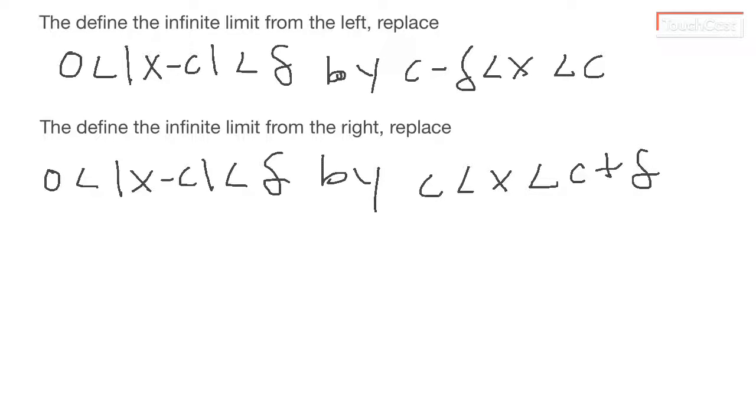Something to keep in mind, with the limit of f of x equals infinity, we're not saying that the limit actually exists. What we're saying is that it tells us that the limit fails to exist by telling us that there's unbounded behavior as f of x is approaching c.